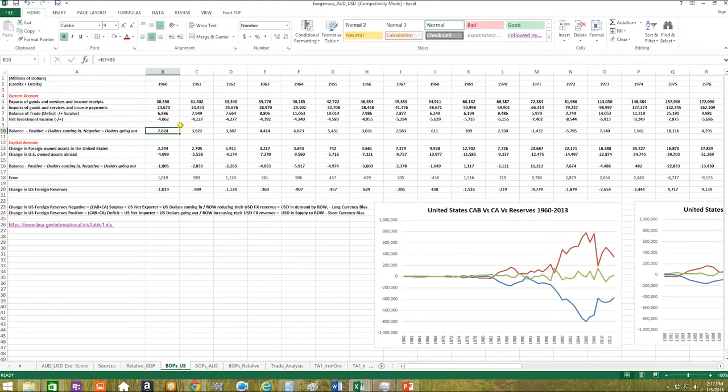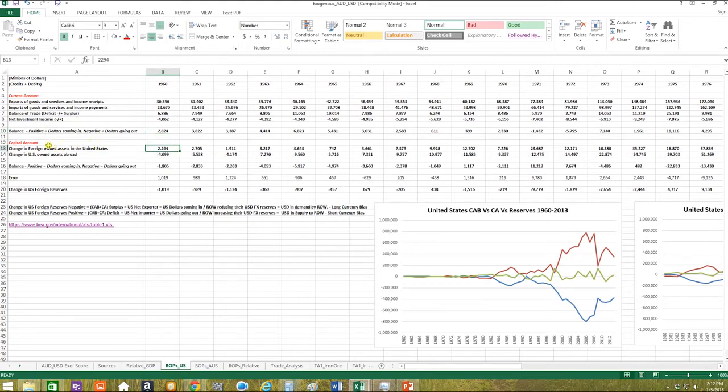Well, that means the US is a net exporter of goods. So you can see exports minus imports overall becomes a positive number. That means the US is in surplus. So if it's positive, it means that dollars are coming in. More dollars are coming in to the United States.